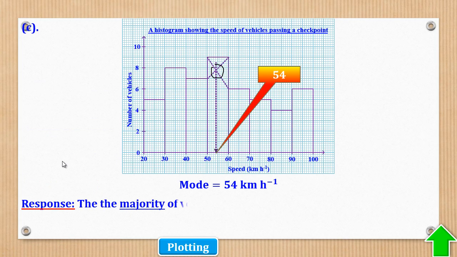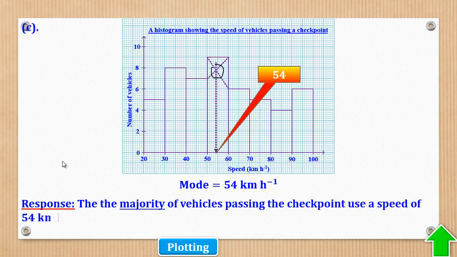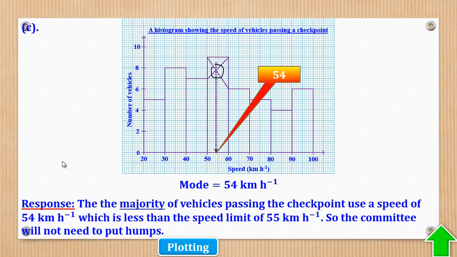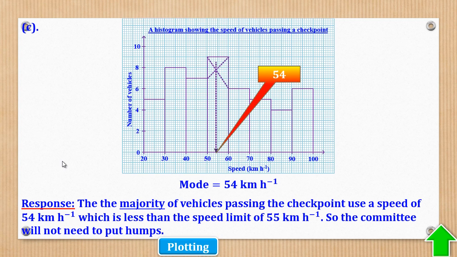So we can now give a response that the majority of the vehicles passing the checkpoint use a speed of 54 kilometers per hour, which is less than the speed limit, so the committee will not need to put the humps. And that is what they wanted.